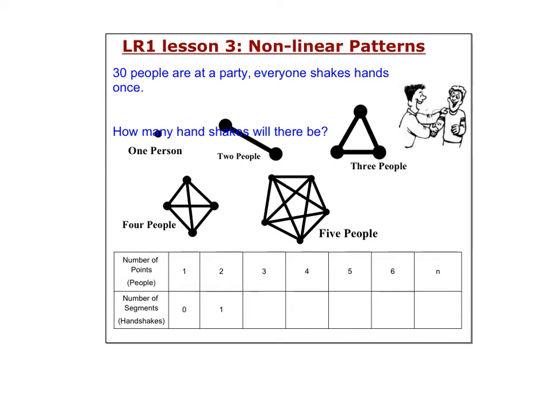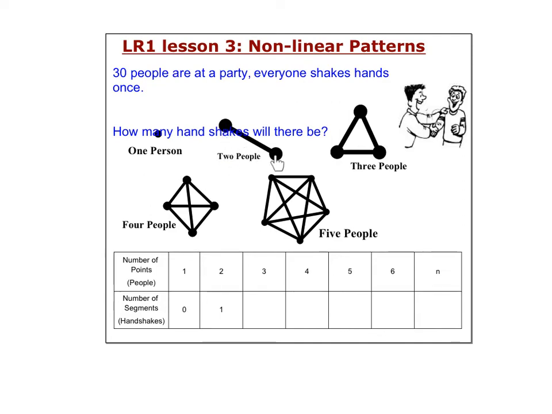Okay, for today, the first non-linear pattern that we're going to consider is called the handshake formula or handshake pattern. Take, for example, that there are 30 people at a party and everyone shakes everyone's hand. We can represent a single person with each of these vertices. If there's one person at the party, clearly no segments are joining any other vertices. Therefore, there would be 0 handshakes, assuming that this person doesn't shake their own hand.